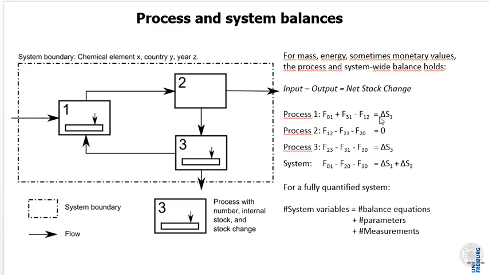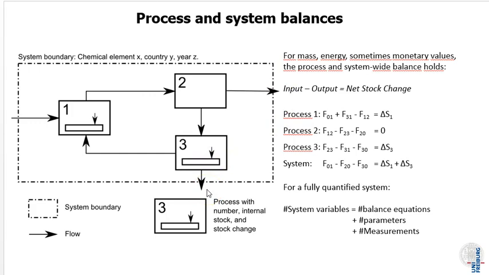You can do this for every process in your system definition, and if you add the mass balance or energy balance equation for all your processes, you end up at the system energy or mass balance. In this case, it is F01 minus F20 minus F30, which is one incoming flow from the outside minus two outgoing flows. This difference must equal the total stock change in your system. So whatever comes in either leaves the system here or there, or it's accumulated within the system.